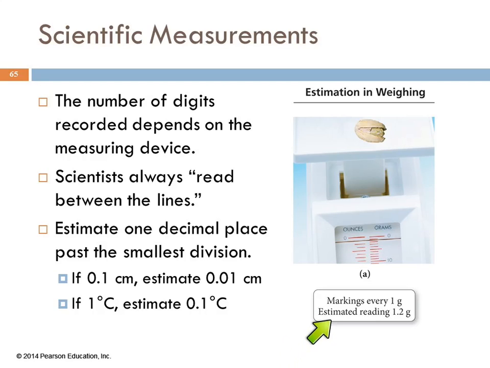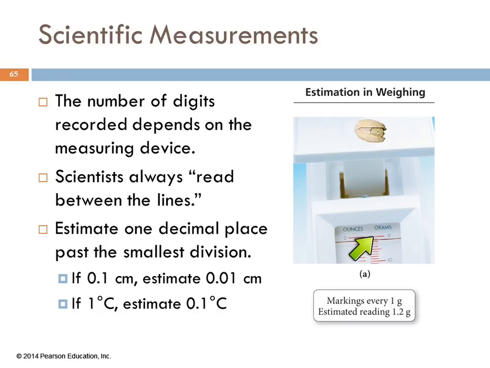So a good recording of that mass would be 1.2 grams, because that tells us the uncertainty is in the tenths place. We're not certain of the 0.2, but we are certain of the 1. It's more than 1. We're certain of that. And so we record one uncertain digit. So the rule of thumb here is to estimate 1 decimal place past the smallest division.